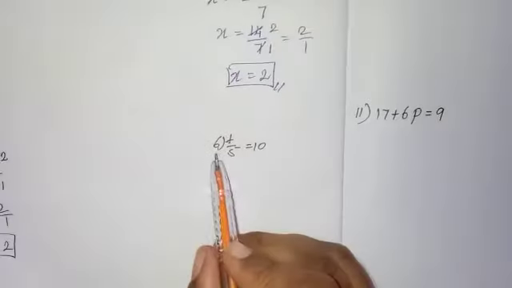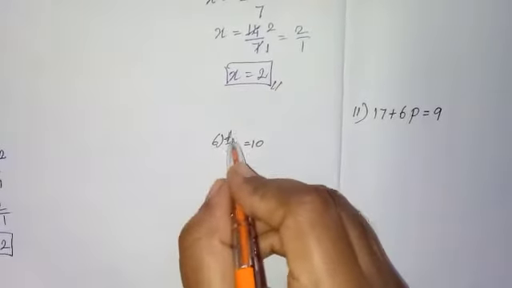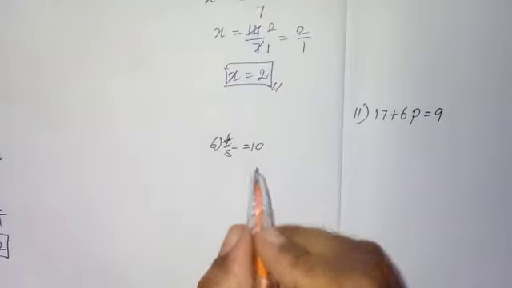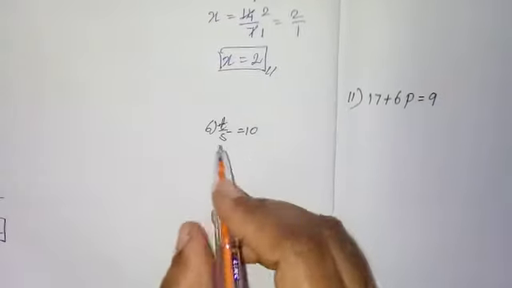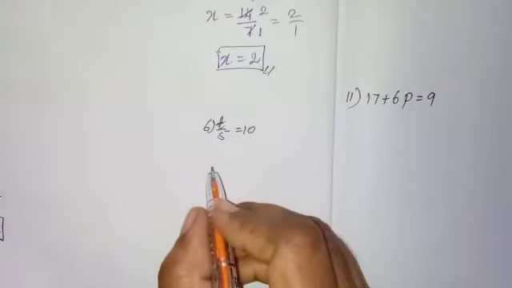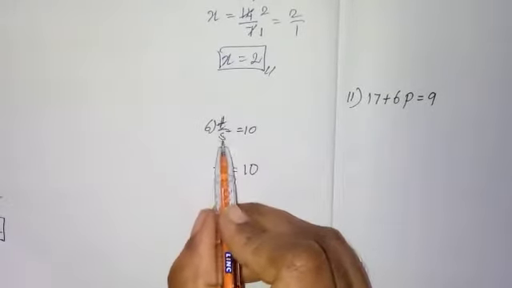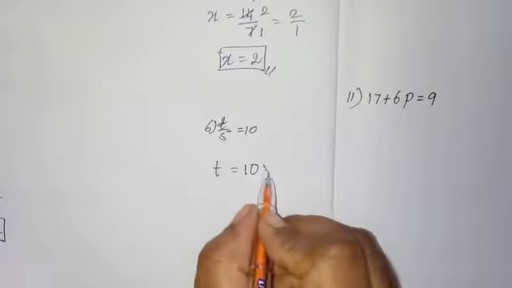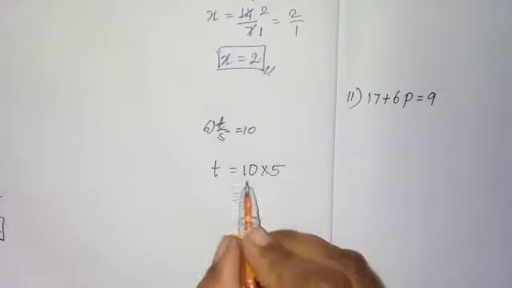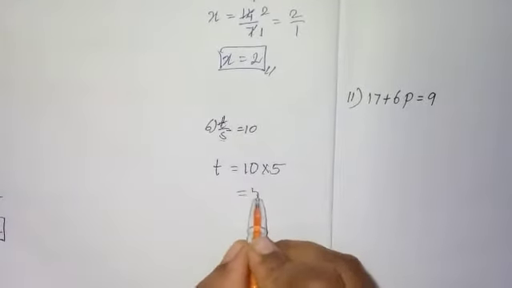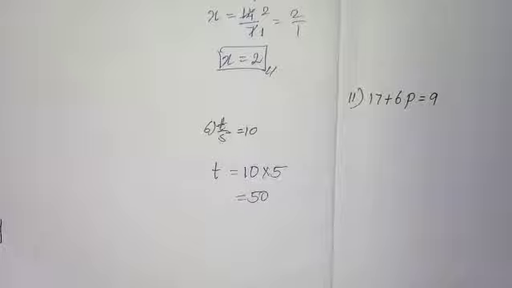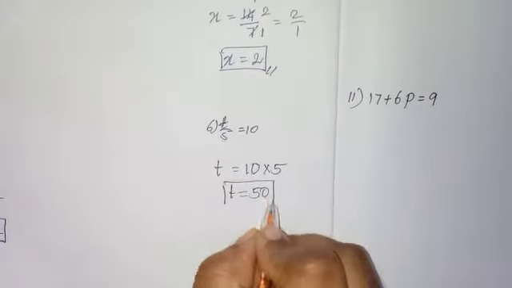So next, the sixth question: t by 5 equal 10. So t by 5 equal 10. I want the t value only. So take t equal 10. Here it is divide, it will become multiplication on the right hand side. So 10 multiplied by 5. So t equal 50.